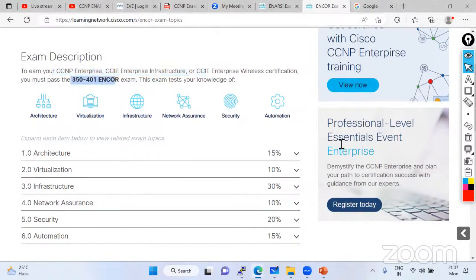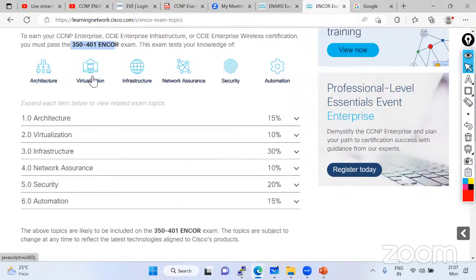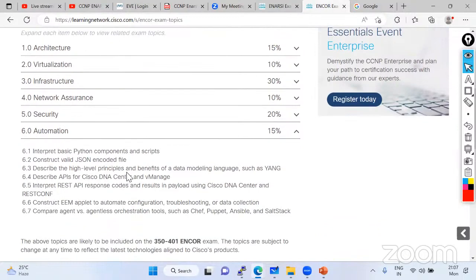Okay. If you look at the course levels, there are a total of 6 modules: architectures, virtualization, infrastructure, network assurance, security, and automation. And trust me, in automation you just need a little bit of knowledge about Python, JSON, REST APIs, and the automation and orchestration tools such as SaltStack, Puppet, Ansible, Salt stack. So at least you will get an idea of what automation tools are available in the market, how devices understand machine language, what machine learning is, what YANG data modeling is, right? How JSON code can be written on the devices, how Python code can be run on the devices, right?